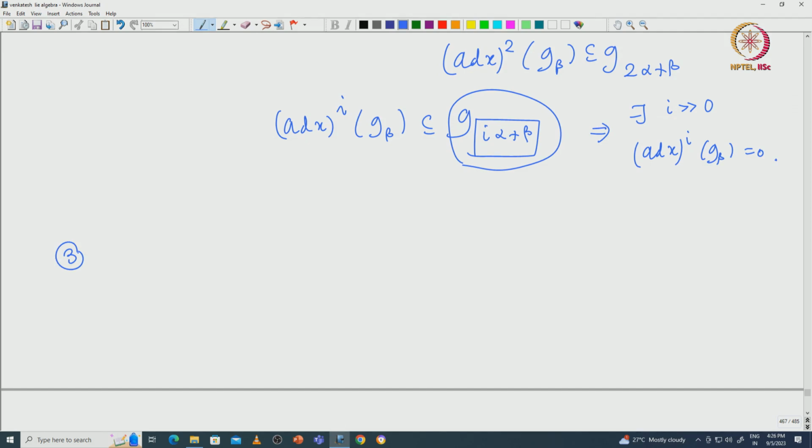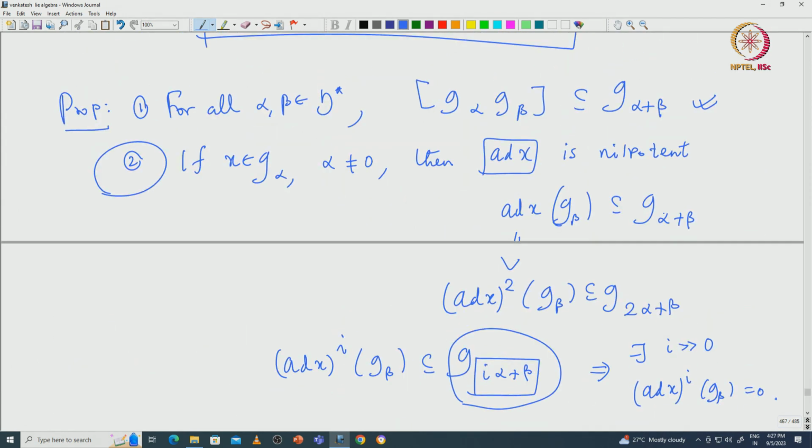Now if we take two elements alpha and beta from H star, and assume that alpha plus beta is non-zero, then one can prove that in terms of the Killing form, g_alpha and g_beta must be orthogonal to each other. So kappa of g_alpha comma g_beta must be 0. This is again immediate from the calculations, so let us try to do this calculation one by one.